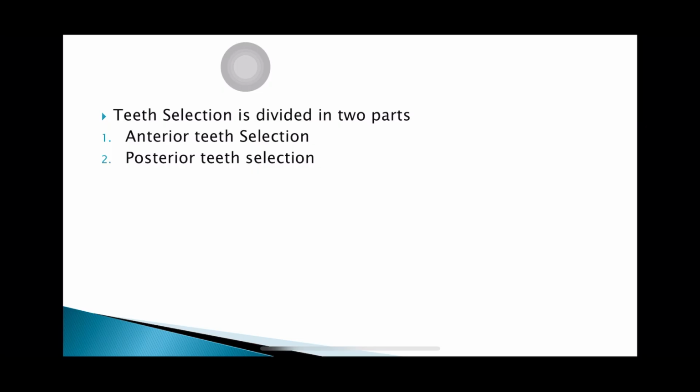Basically, teeth selection is divided into two parts. First is the anterior teeth selection and second is posterior teeth selection. In today's lecture we are going to discuss the anterior teeth.